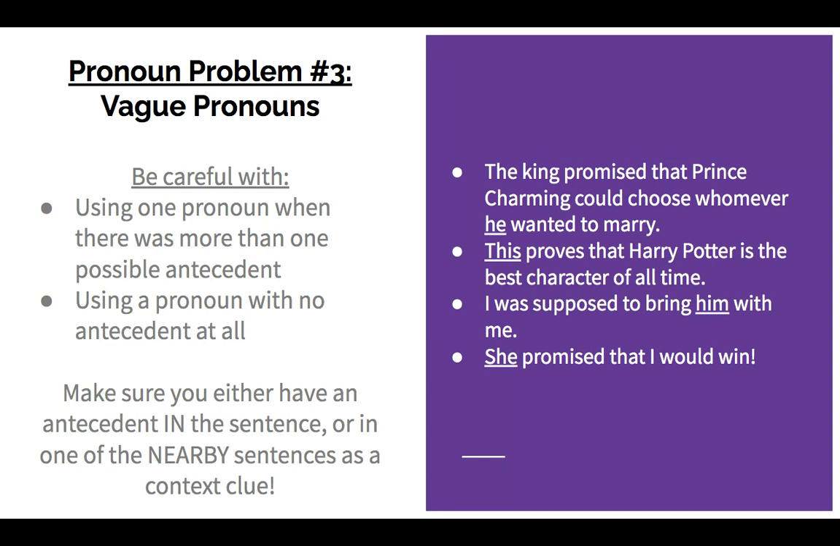Third example, I was supposed to bring him with me. Who were you supposed to bring with you? Your little brother? Who? The king? The president? Who? You need to have an antecedent. There's no antecedent here. She promised that I would win. Again, who are we talking about? If you have ambiguity, if it's vague, if it's not clear, you're going to have to rewrite this.